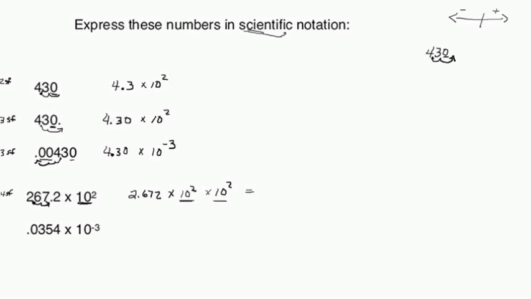Now, when you multiply powers of 10 together, basically what you do is you add their exponents. So we end up with something like this, 2.672 times 10 to the 2 plus 2. The first 2 represents 10 to the second, and the second 2 represents the other 10 to the second. All right, so you add those 2 together, and your final answer is 2.672 times 10 to the 4th.